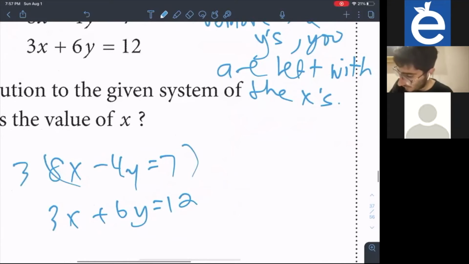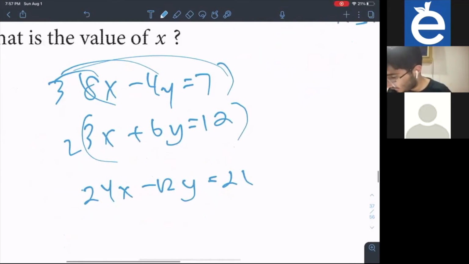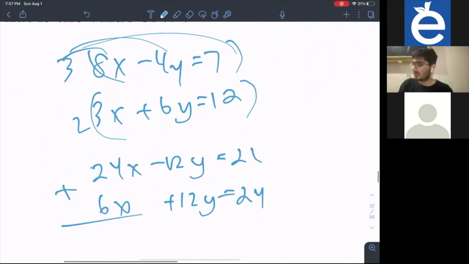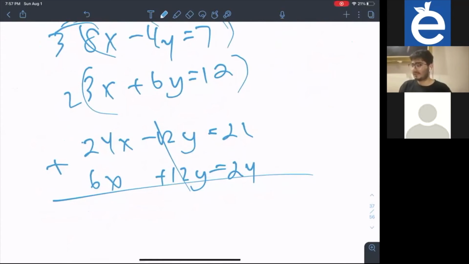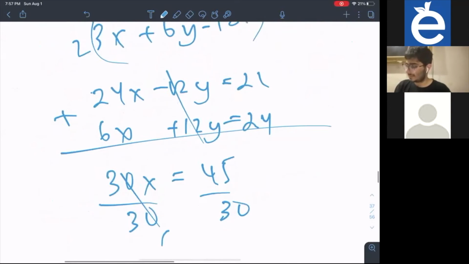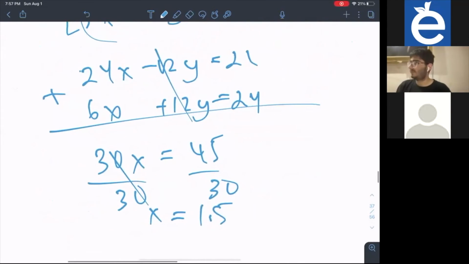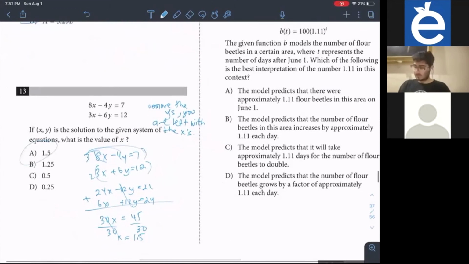So you would multiply this by 3, and then multiply this by 2. You would distribute the 3 to everything. You get 24x minus 12y equal to 21, and then 6x plus 12y is equal to 24. Basically, you would then add them. So negative 12y plus 12y is basically 0. And then 24x plus 6x is 30x. And then 21 plus 24 is just 45. If you divide by 30, you get x is equal to 1.5. And that is choice A.